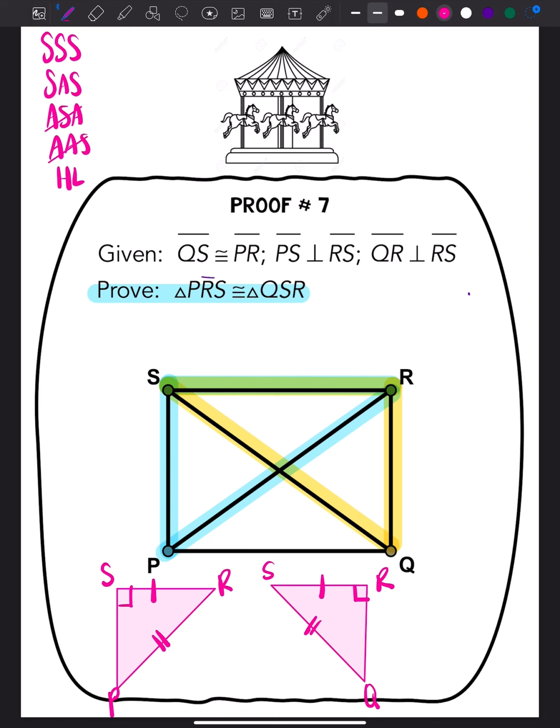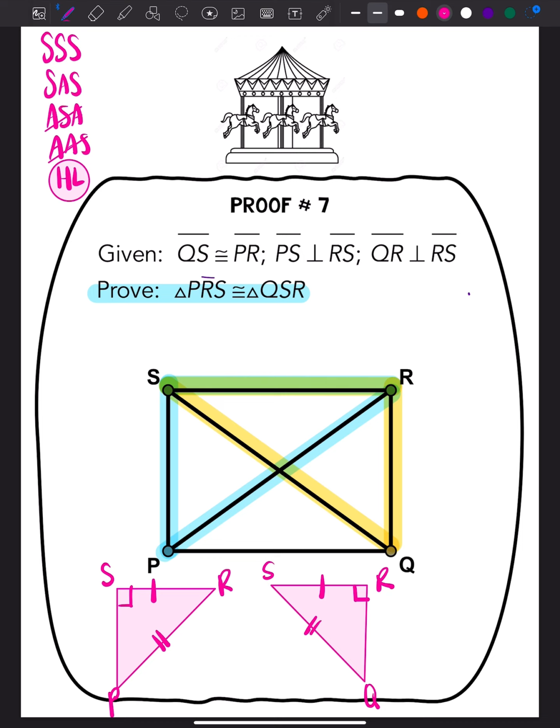Well, this isn't side angle side, because if it was side angle side, I would need this side congruent to this side, which I don't have. What I do have is my hypotenuse is congruent. So I think I'm going to go ahead and use HL for this one. And the reason why is because I have a right triangle and I have two hypotenuses congruent to each other and two corresponding legs congruent to each other.